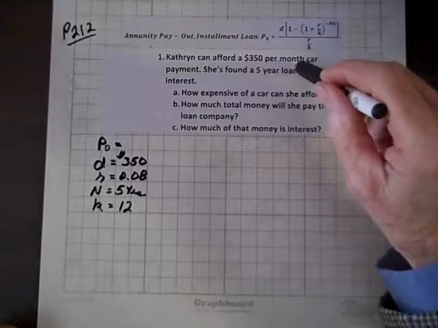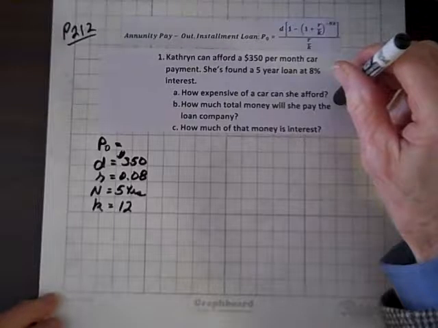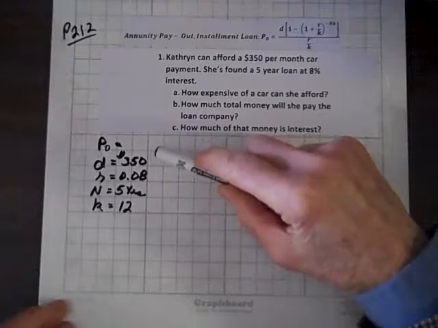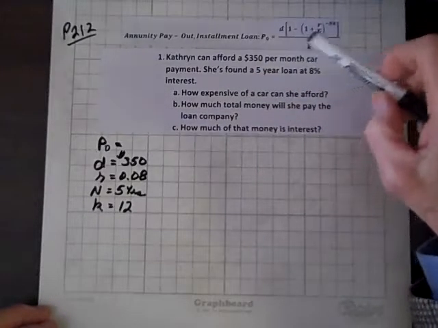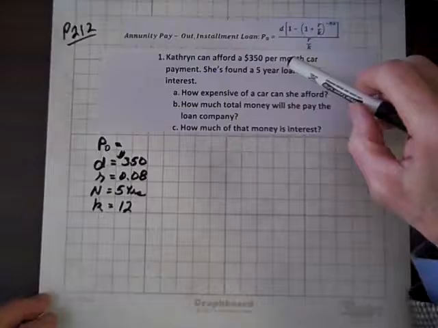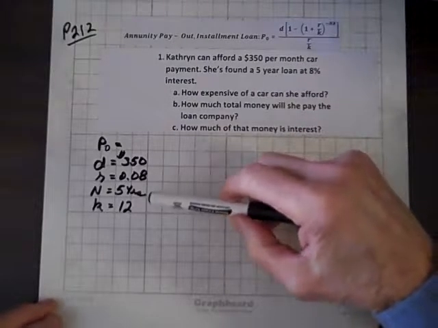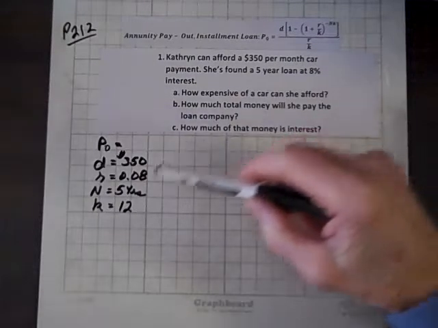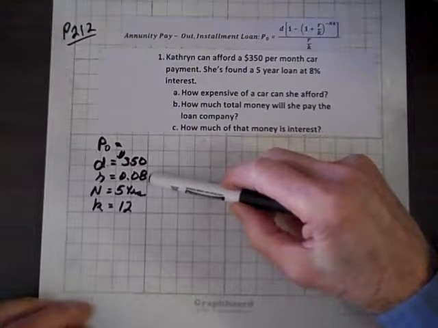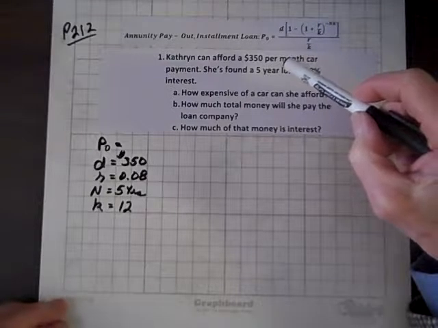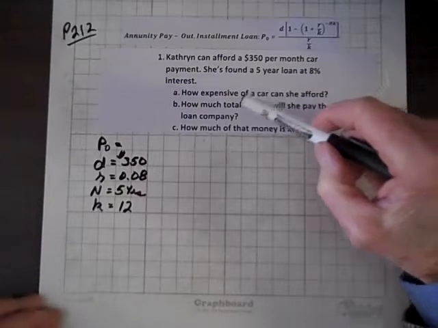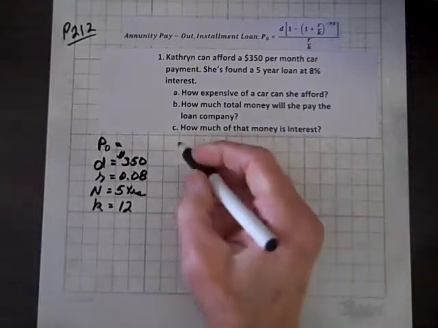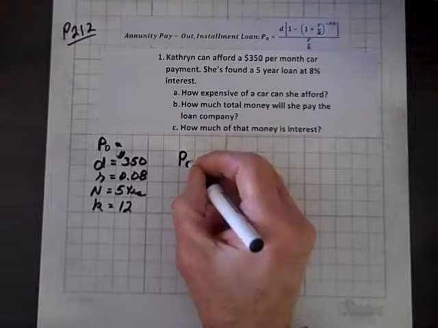P sub bought is the amount of the loan, and that's what we have to find. Catherine can afford $350 per month car payments, so D represents the amount of the payment, $350. She's found a 5-year loan, so the number of years is 5, at 8% interest, so R is 0.08, converting 8% to a decimal, and she's going to make this payment monthly, so K is 12. So now, let's find out what P sub bought is.